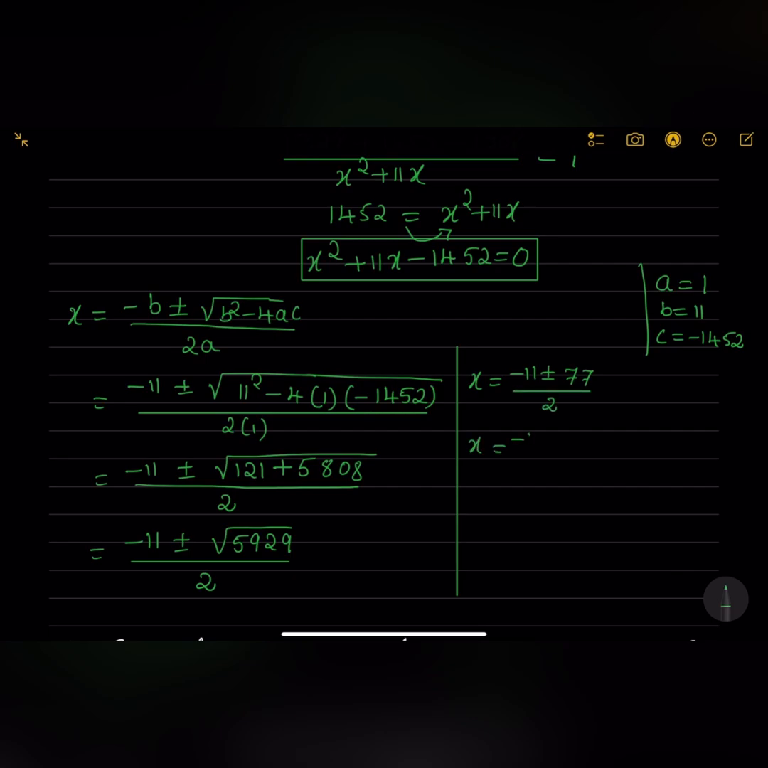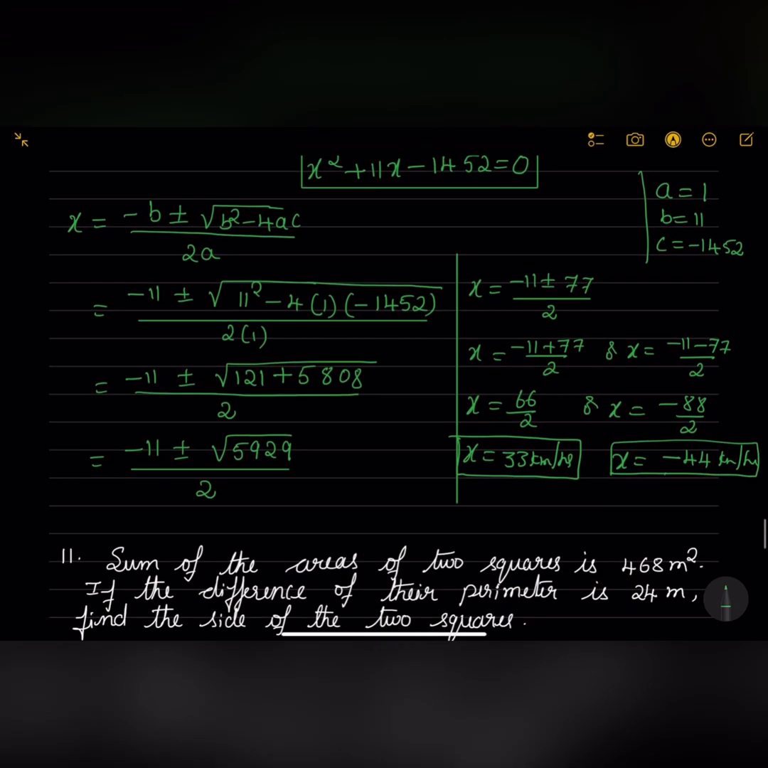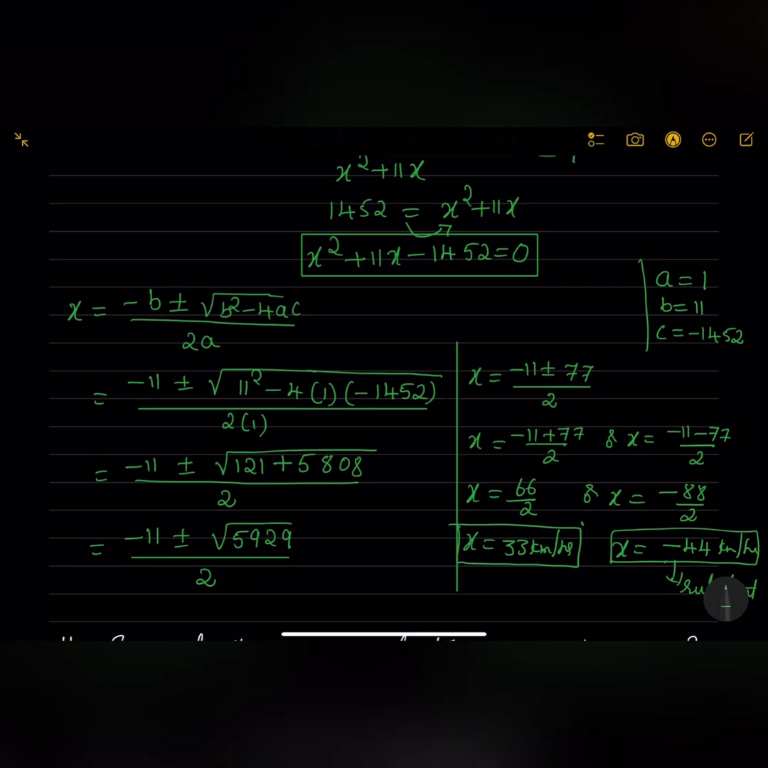This is x is equal to minus 11 plus 77 by 2, or x is equal to minus 11 minus 77 by 2. x is equal to 66 by 2, or x is equal to minus 88 by 2. x is equal to 33 kilometers per hour, the speed of the passenger train, or x is equal to minus 44 kilometers per hour. Minus 44 is ruled out because speed cannot be negative. And the answer is 33 kilometers per hour for the passenger train.